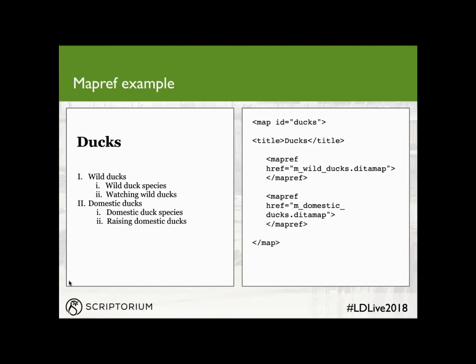So for example, if you look at what you've got over on the left in table of contents form, there's a map ref to a map called Wild Ducks, and you can see that the Wild Ducks map has the topics Wild Duck Species and Watching Wild Ducks inside of it. And then similarly for Domestic Ducks, that map has topics inside of it called Domestic Duck Species and Raising Domestic Ducks.